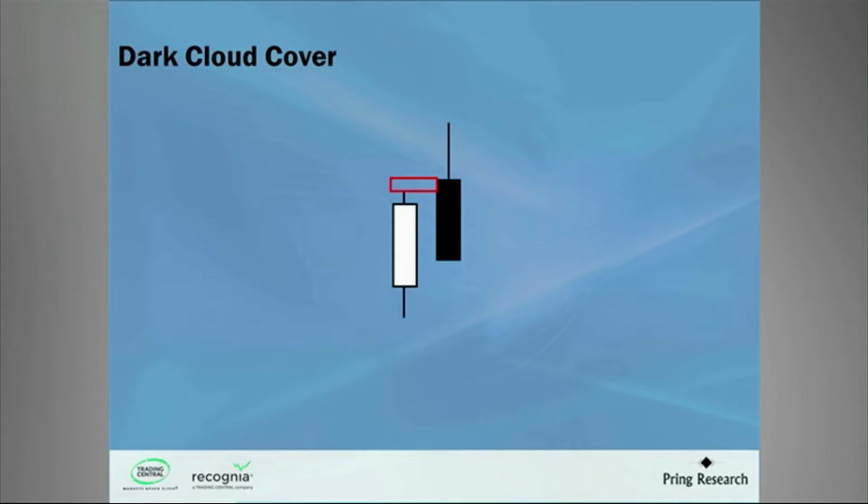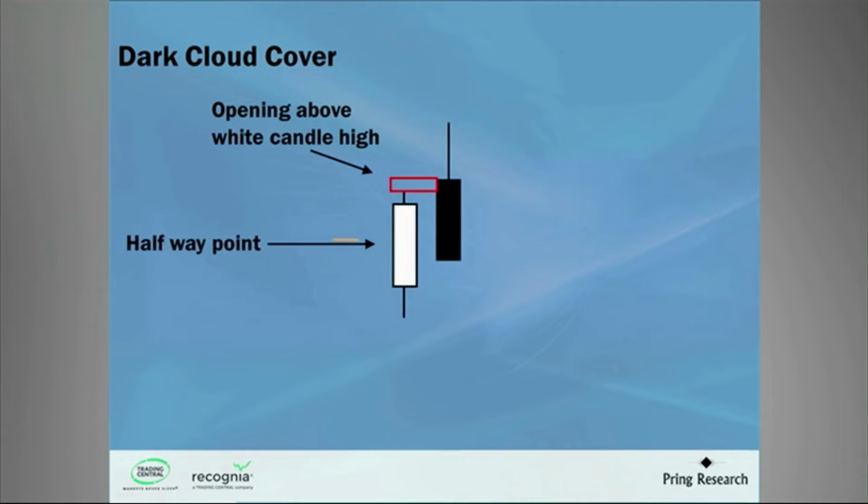Equally as important is the fact that the close of the black candle falls in the lower half of the previous white candle's real body. You can tell that the black candle opens higher by making sure the top of its real body is above the first candle's upper shadow line.